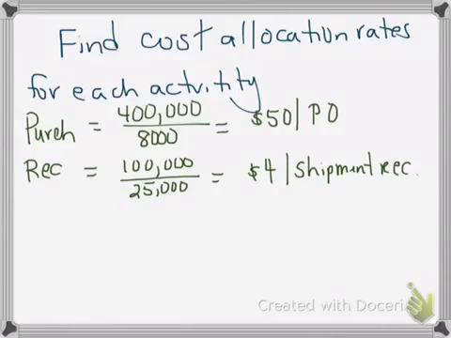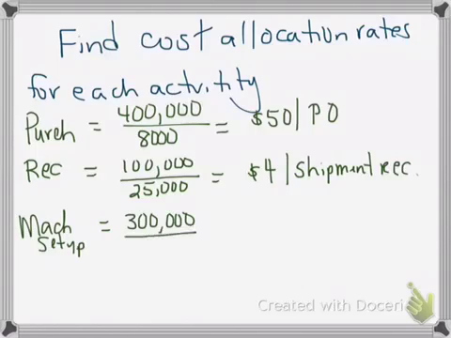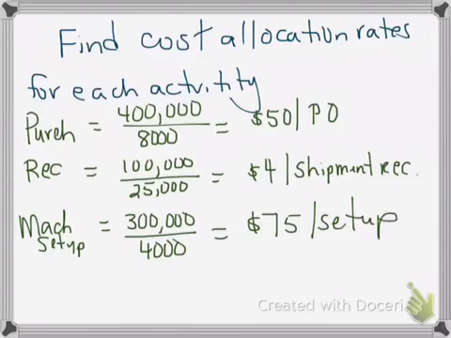Machine setup is another activity that we are going to be looking at, and our estimated overhead cost here is $300,000. Our allocation base and driver is number of setups, and we are expecting to have 4,000 machine setups this particular year. So we would divide that by the 4,000, and that is going to give us $75 per setup.